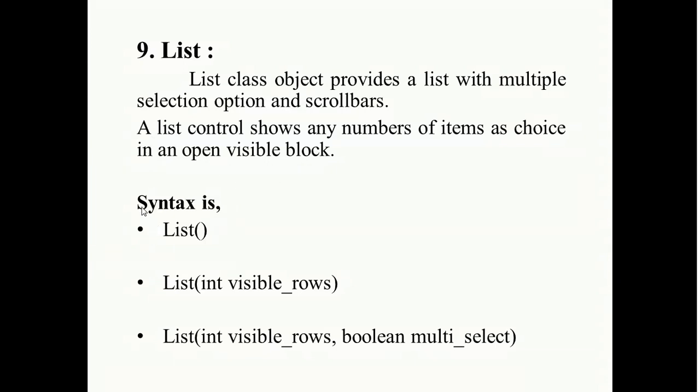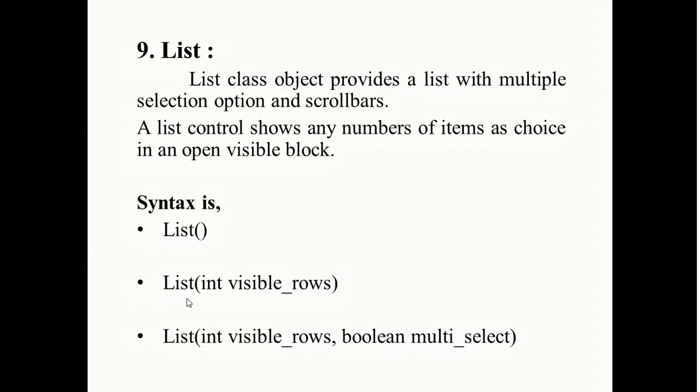Now see the syntax or constructors of the List. These 3 are the constructors of the List. First, List having no parameter. The first constructor creates a list control that allows selecting only one item at a time.